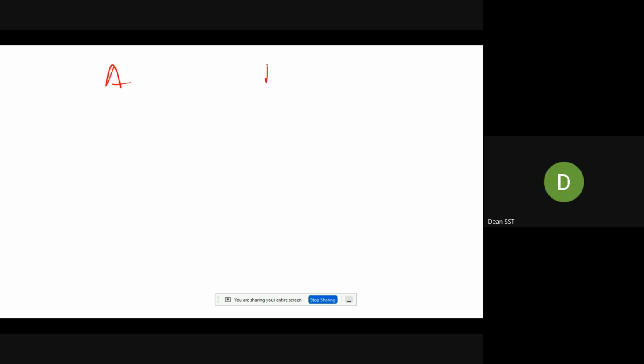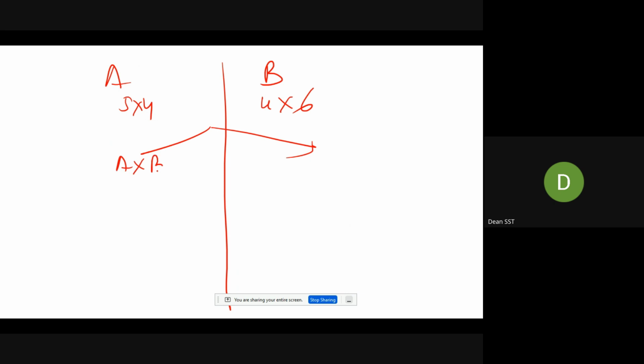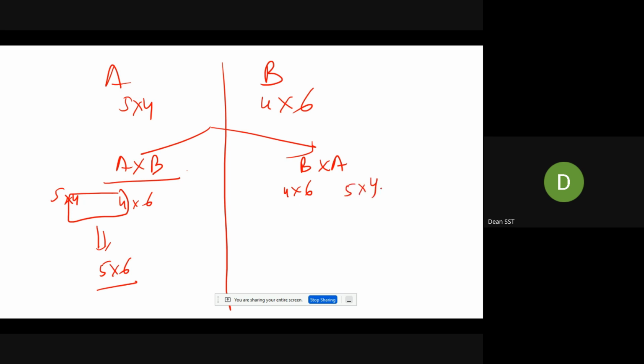Suppose you have two matrices, 5 into 4 and 4 into 6. Can you compute A cross B and B cross A? A cross B is 5, 4 and 4, 6. The resulting matrix will have dimension 5 into 6. Now B cross A: B is 4 into 6 and A is 5 into 4. Can you multiply these? No, ma'am. So the reverse is not always true.